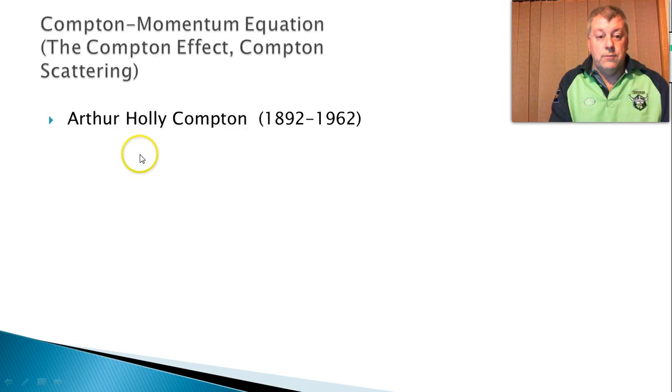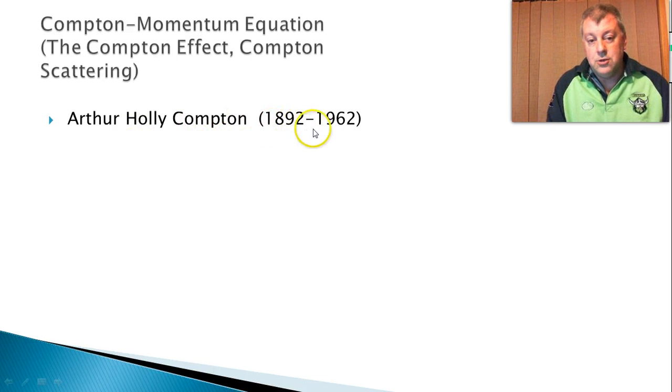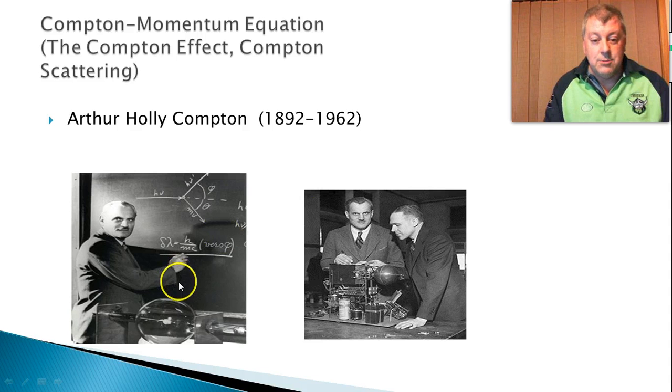So who, first of all, is this Compton person? Well, he was around from 1892 to 1962, Arthur Holly Compton. And that's what he looked like, writing some of the equations. You may recognize this diagram in a sec.